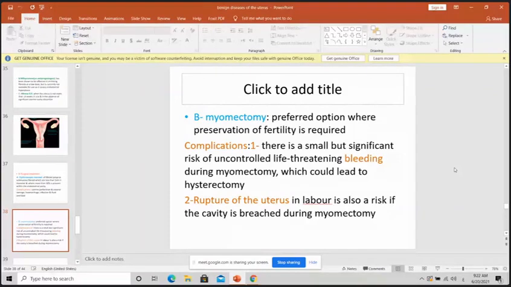هذا شوكت يصير؟ في حالة انه احنا صح شلنا الفايبرويد نفسه يعني سوينا الميومكتومي لكن the cavity is breached. يعني شنو؟ يعني انفتح الكافيتي مال اليوترس، وهذا يصير في حالات الانتراميورال مرات لكن طبعا بالسبميكوزال type of fibroids.